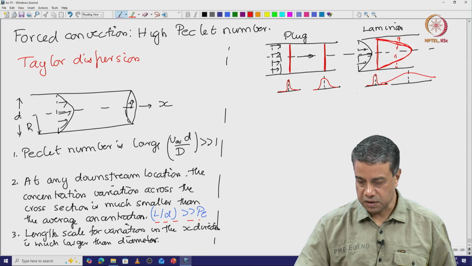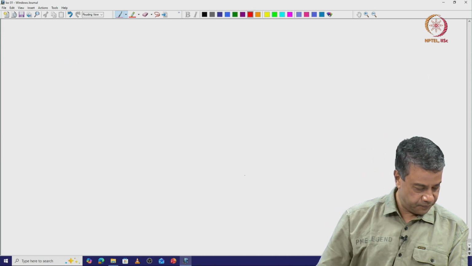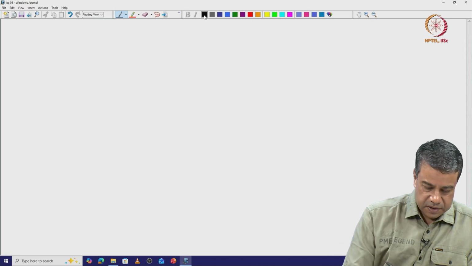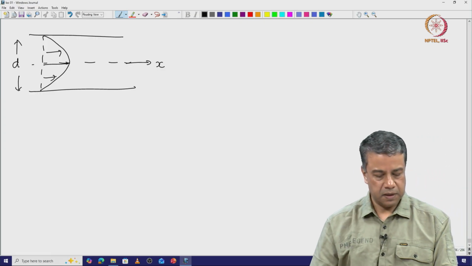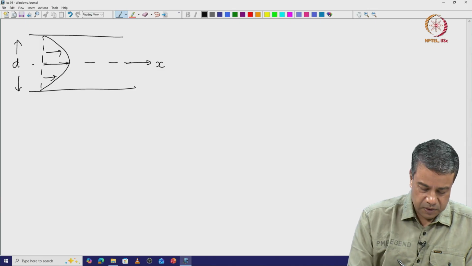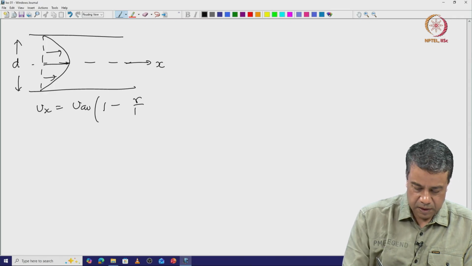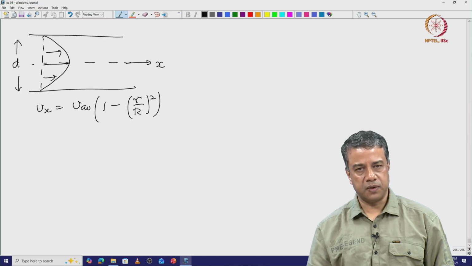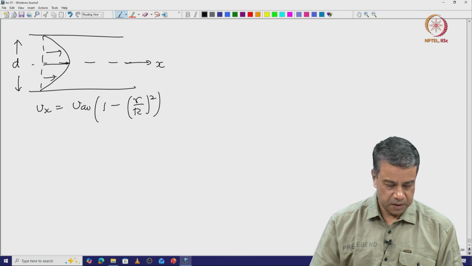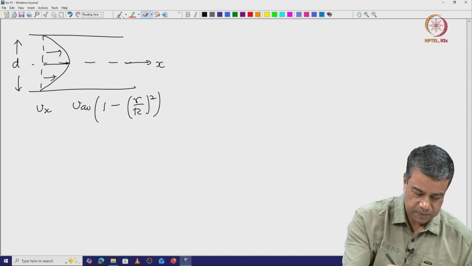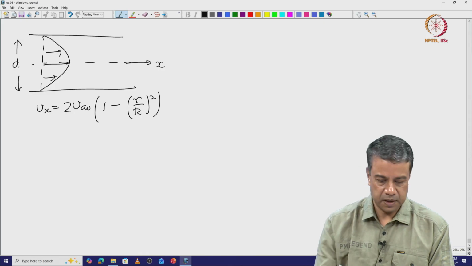The diffusion coefficient, or rather the coefficient in the axial direction for this laminar flow. First things first, for this pipe, this is the diameter, and V average is the average velocity. We know that the x velocity is equal to V average times 1 minus r by R the whole square, that is a parabolic velocity profile for a laminar flow in a pipe. I am sorry, it should be 2 times V average, because the maximum velocity in a pipe is 2 times the average velocity. So, it is 2 times V average times 1 minus r by R the whole square.